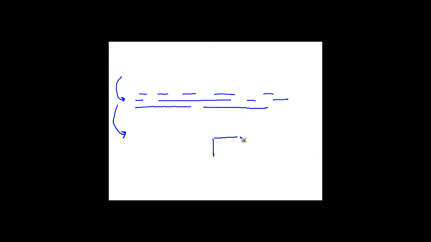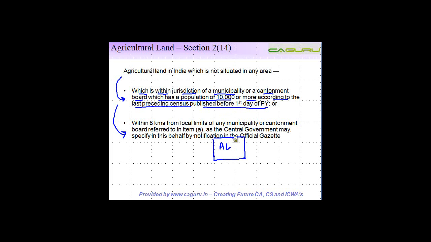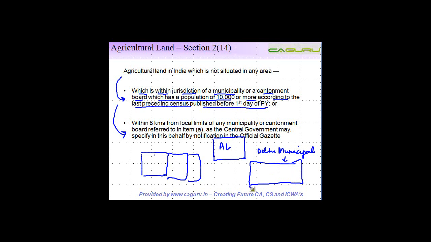So let's say for example, this is an agricultural land. If this agricultural land is situated within the jurisdiction of a municipality, what does it mean? In India, all this land is divided into various municipalities, cantonment boards, gram panchayats and all those things. So if it is an agricultural land which is within the jurisdiction of a municipality, so let's say you have Delhi Municipal Corporation, or you have any other municipal corporation. This municipal corporation is entrusted with taking care of a particular area.